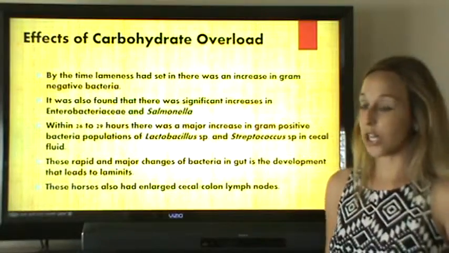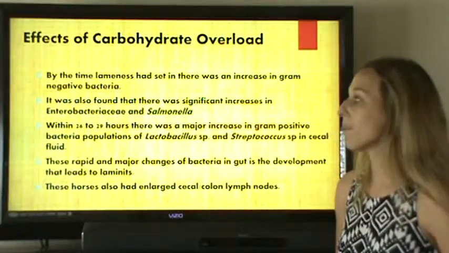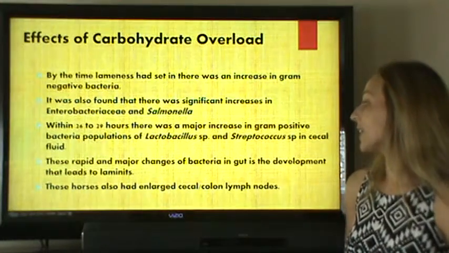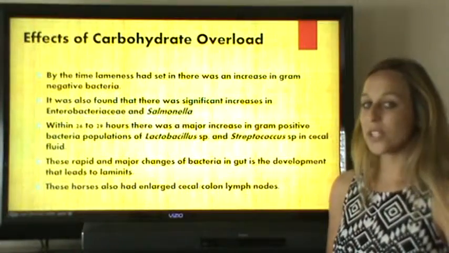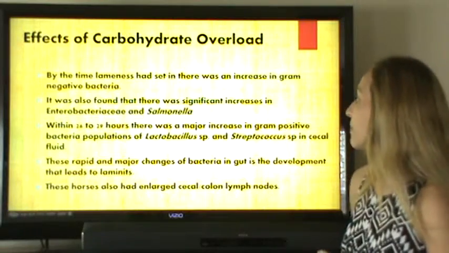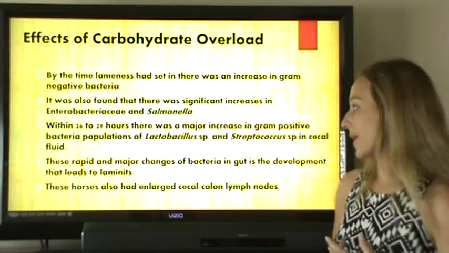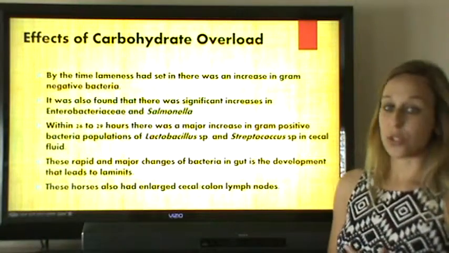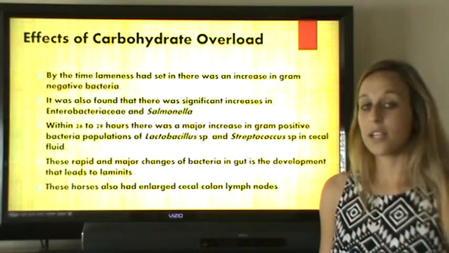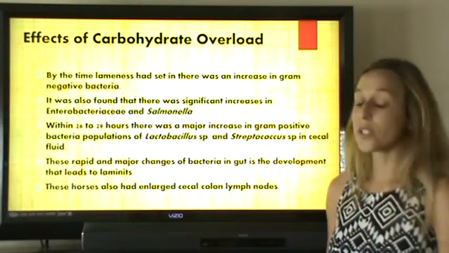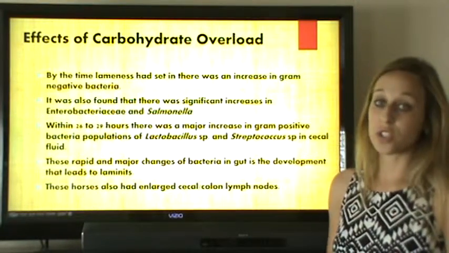The effects of carbohydrate overload: by the time lameness has set in, there is an increase in gram-negative bacteria. They also found significant increases in Enterobacteriaceae and Salmonella. Within 26 to 29 hours, there were major increases in gram-positive bacteria populations, Streptococci and Lactobacilli, found in the cecal fluid. These rapid and major changes are what lead to the development of laminitis. They also found that the horses induced with carbohydrate had enlarged cecal and colon lymph nodes.